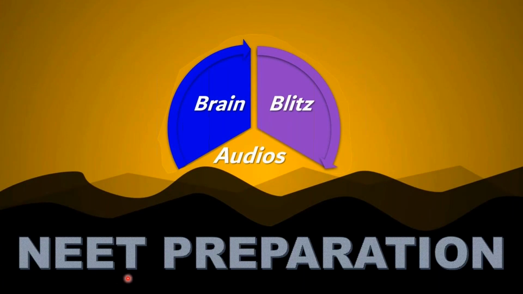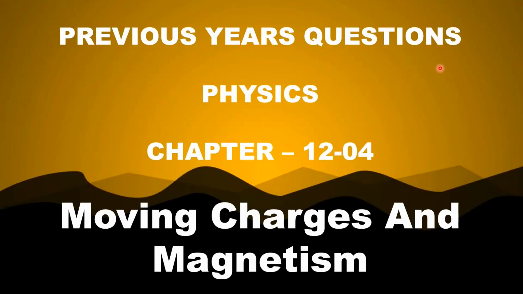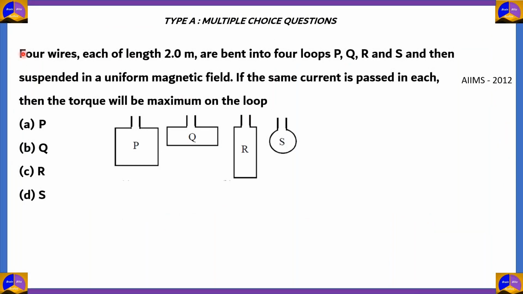Today, in this episode of NEET preparation, we'll be looking at previous year questions of physics in medical entrance examinations in India. Today we're dealing with moving charges and magnetism. This is the fourth chapter in the grade 12 syllabus for physics in CBSE. Let's look at our first question.